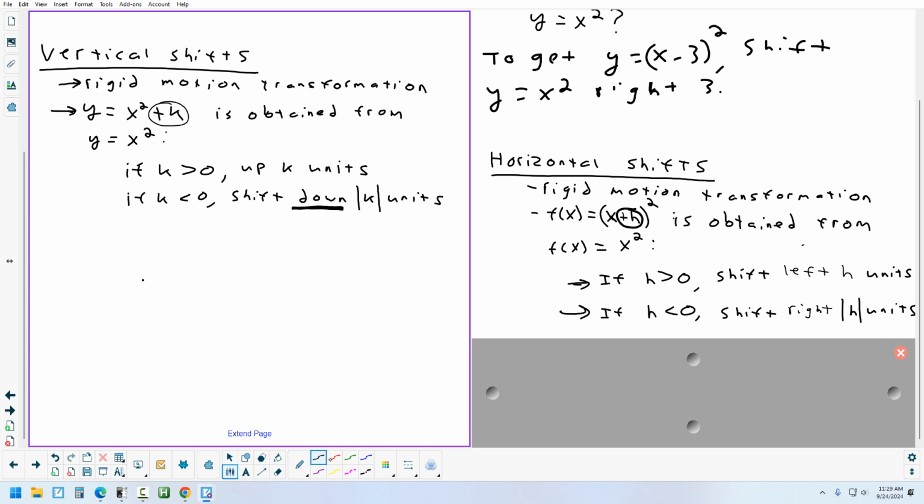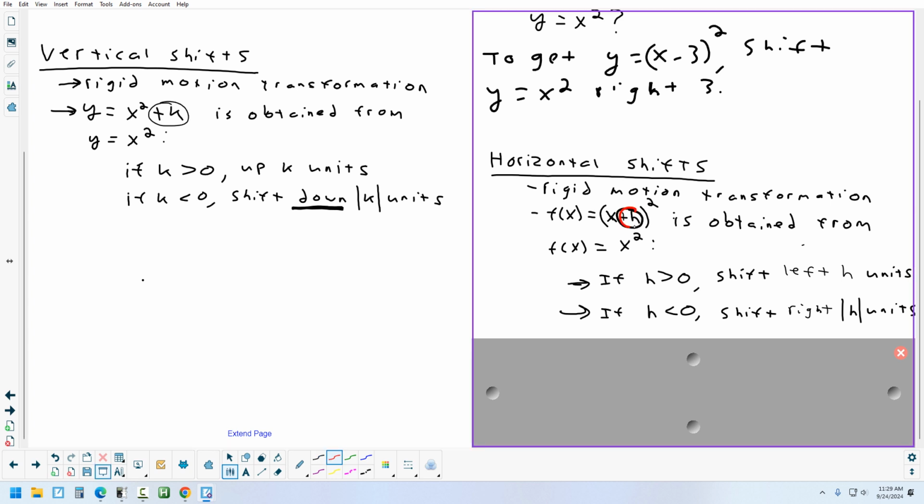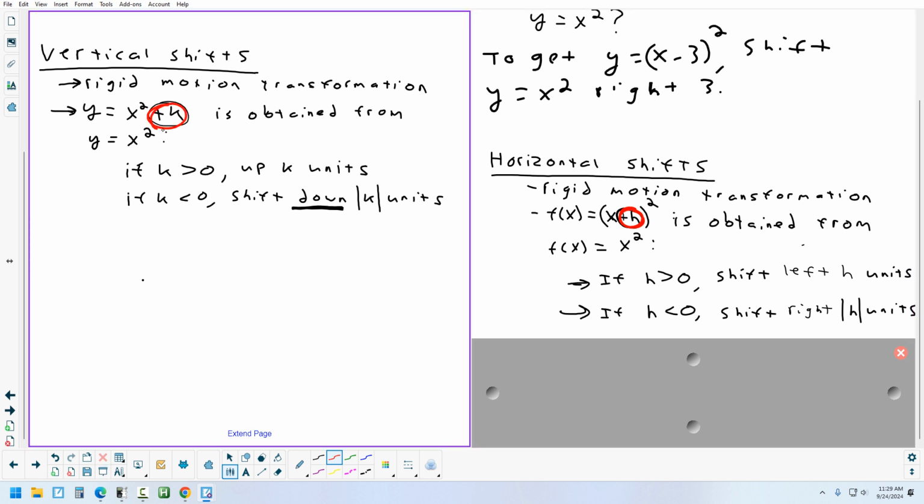So I used two letters here. I used h, and this one described left and right movement, and I used k, and that one described up and down movement. What I want to be able to figure out now is when I shift it left, right, up, or down, where does the vertex go? If you don't shift it at all, where is the vertex? If you just draw a regular parabola, y equals x squared, okay? 0, 0. It's at 0, 0.